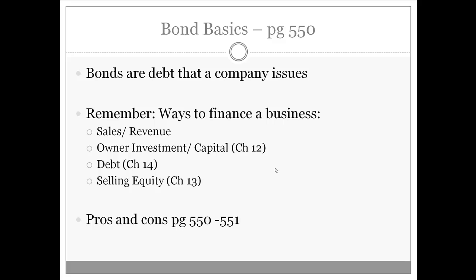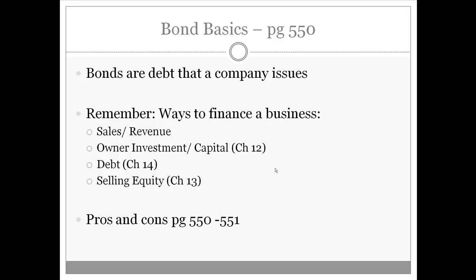Bond basics begins on page 550, and really here's the thing we just talked about: bonds are debt that a company issues. So any company can issue debt. The thing is that you may not always find a buyer for that debt. So bonds are debt that is issued by a company.